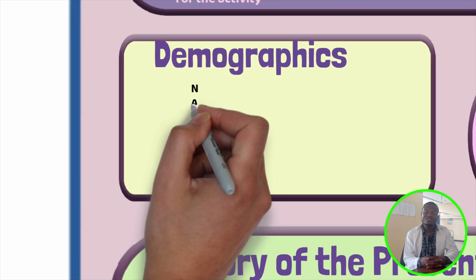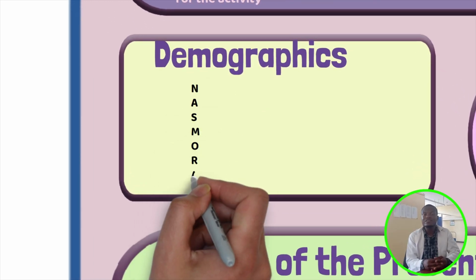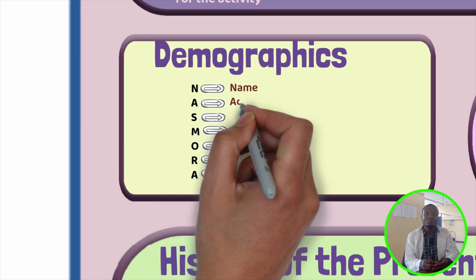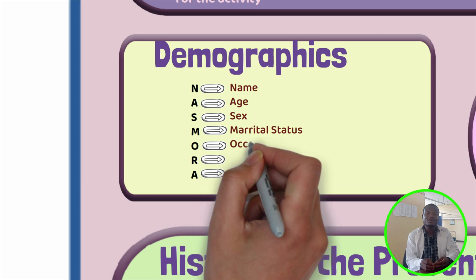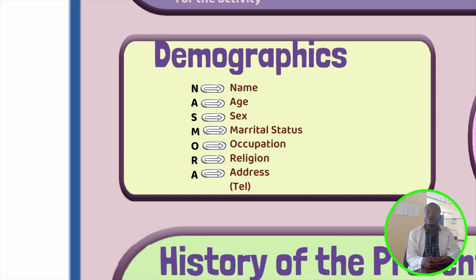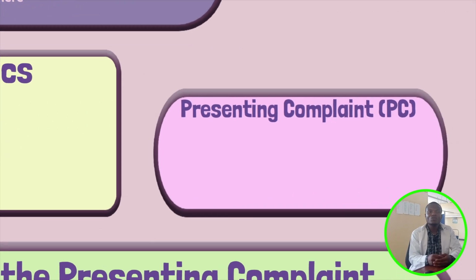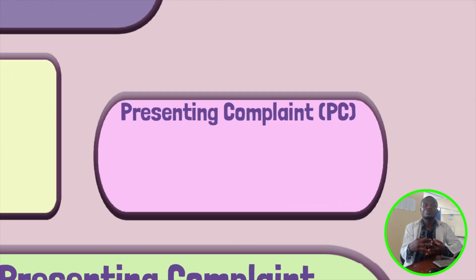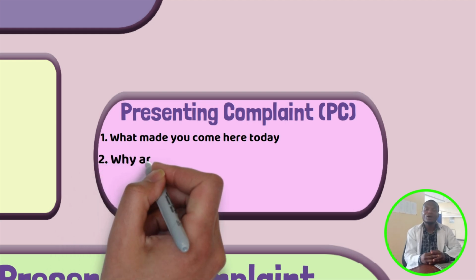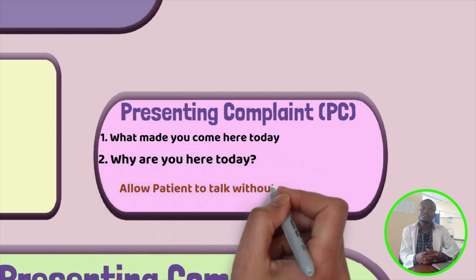For the demographics, what I usually use is the NASMORA. So with the NASMORA, you are confirming the patient's name, age, sex, marital status, occupation, religion, and address. And sometimes you add the contact number of the patient. So now you will move on to the presenting complaint. For the presenting complaint, you ask simple and open-ended questions such as, "What made you come here today?" or "Why are you here today?" And you allow the patient to talk without interrupting.